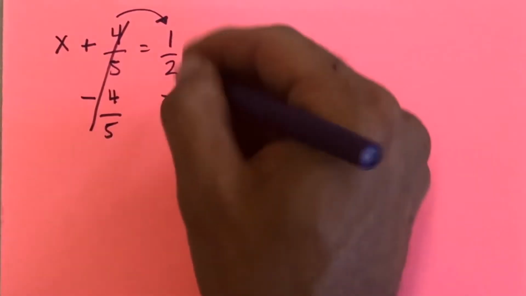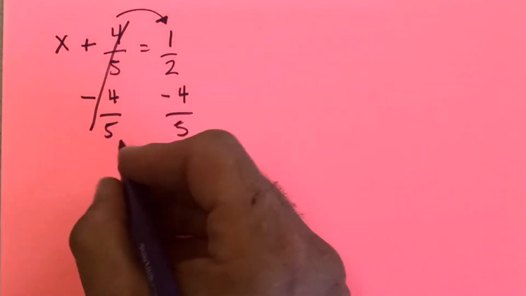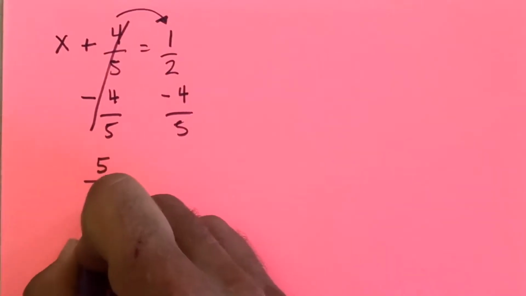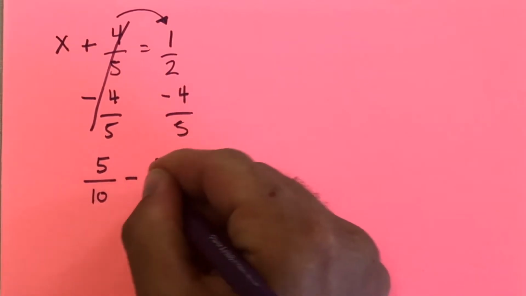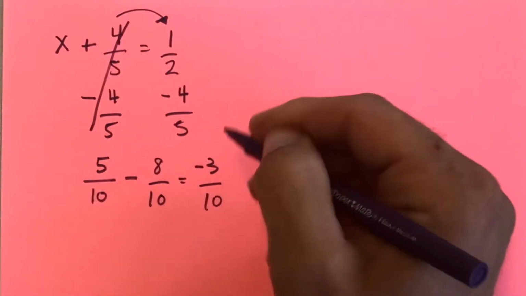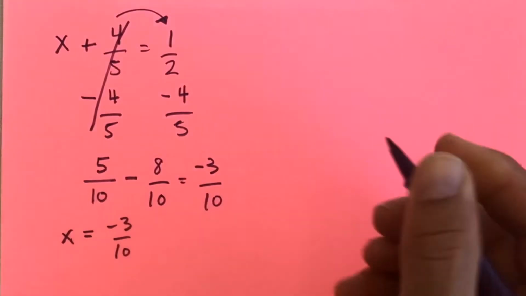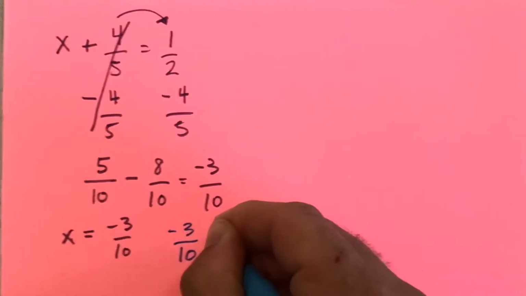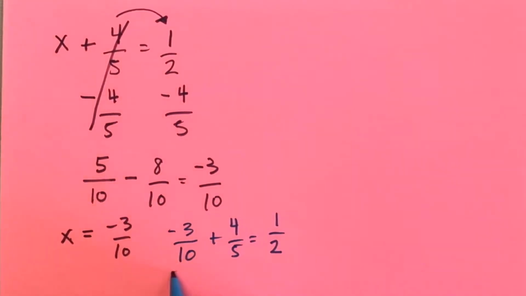Now, on the previous page, we did basically 1/2 minus the 4/5, remember? And that's where we got the 5/10 minus, we've got like denominators, minus the 8/10, and that's where we got the -3/10. And basically what we've identified is that x is equal to -3/10. And if we checked our work and did -3/10 plus 4/5, we would in fact end up with that 1/2.